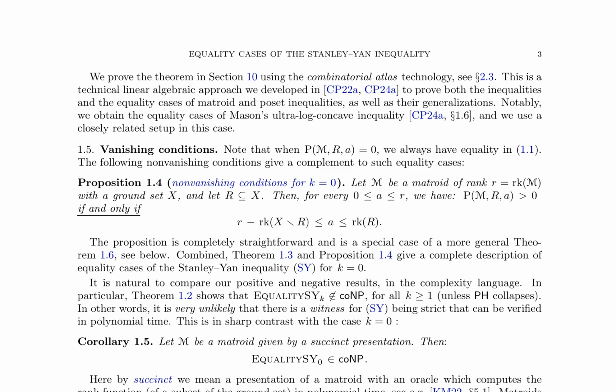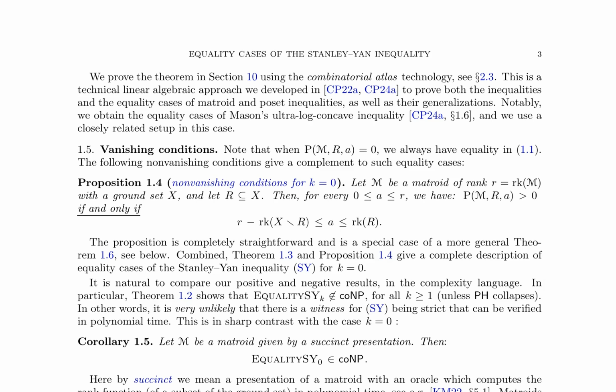Here is a combined summary of pages 3 and 4 of the research paper. The authors prove the Stanley-Yan inequality and explore its equality cases using combinatorial atlas technology, a technical linear algebraic approach developed in previous works. They establish non-vanishing conditions for the inequality, providing a complete description of the equality cases for k equals 0.